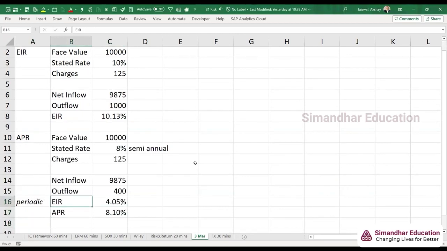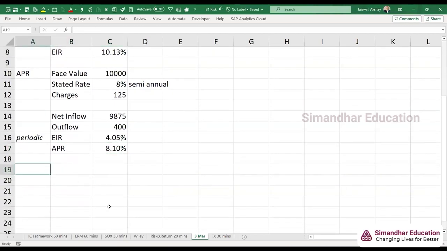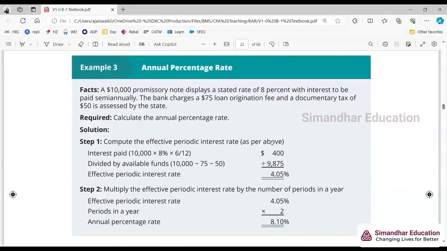Now I'll take a pause. Does anyone have any doubts on this calculation, effective interest rate and annual percentage rate? Now you understood why I was saying the earlier example is not good, because it was on an annual basis. Effective interest rate is actually on a periodic basis. The annualized or annual percentage rate is on an annual basis. Not rocket science, but you need to know.